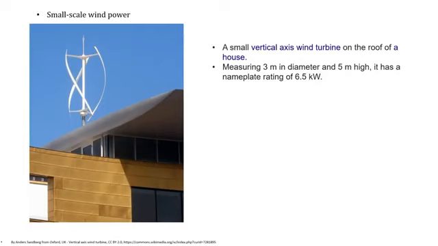A small vertical axis wind turbine on the roof of a house is shown here in the picture. It measures 3 meters in diameter and 5 meters in height and has a nameplate rating of 6.5 kilowatts. Small-scale wind power is the name given to wind generation systems with the capacity to produce up to 50 kilowatts of electrical power. Isolated communities that may otherwise rely on diesel generators may use wind turbines as an alternative.